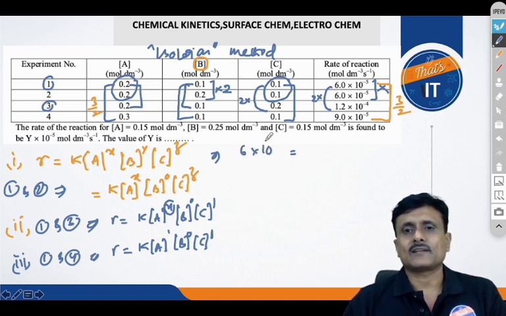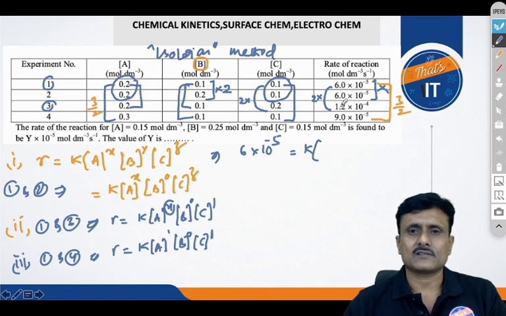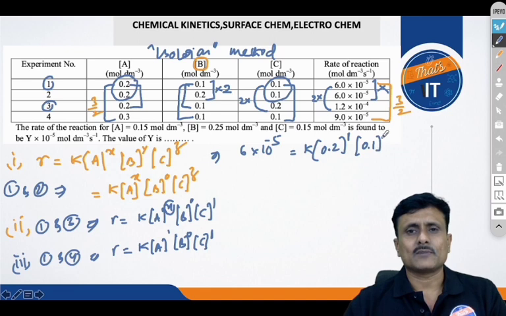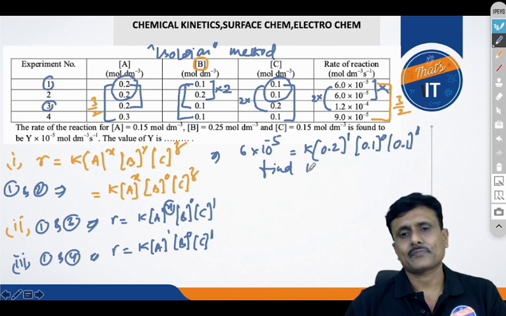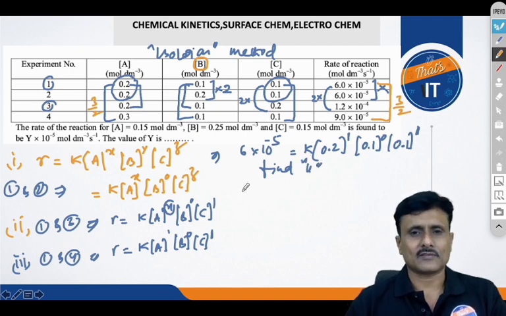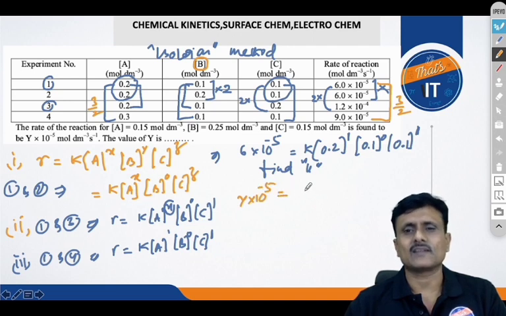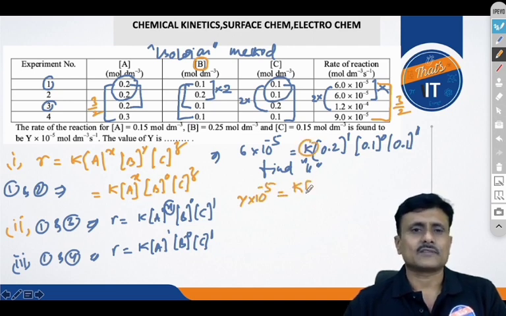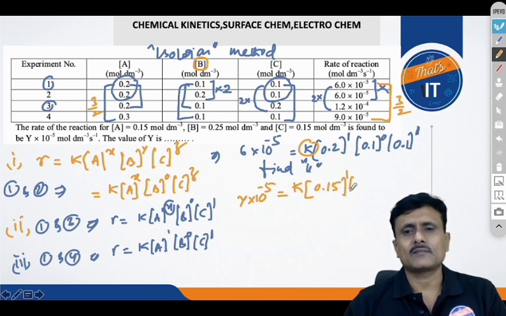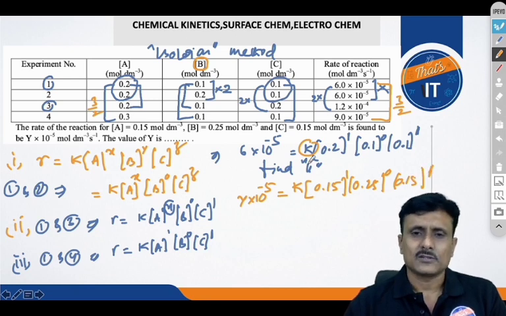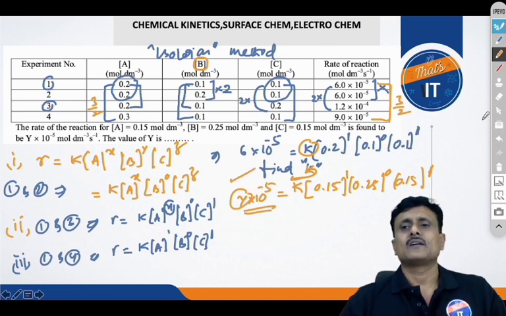6 into 10 power minus 5 equal to K into concentration of any, you can take the 0.2 whole power 1, 0.1 whole power 0, that is 0.1 whole power 1. So you have to find K. You know, K remains constant throughout. So after finding out the K, rate is asked, that is Y into 10 power minus 5, which is equal to K into concentration of A is 0.15 whole power 1, B is 0.25 whole power 0, C is 0.15 whole power 1. So you have to get the K and substitute it over here so that you can find the value of Y.